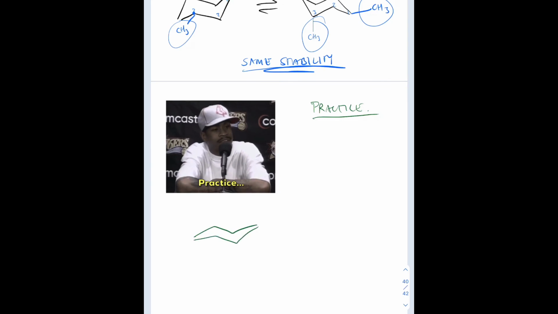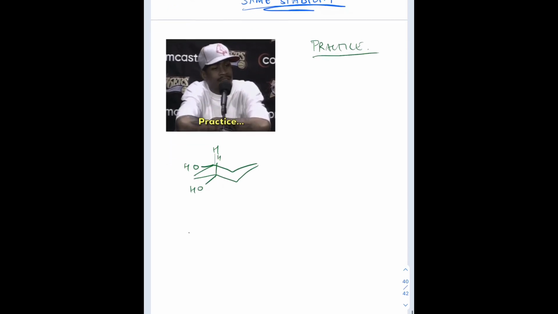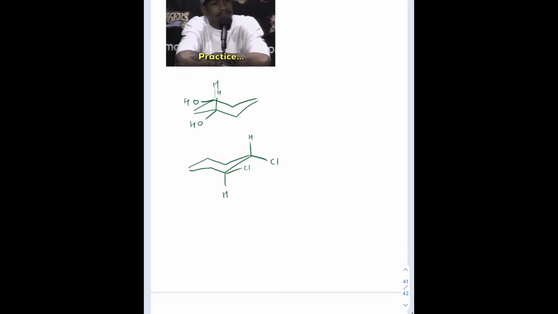Let's see. So, how about this? Give you that one time. Let's see. There's that chair structure. There's that one. I'll explicitly draw the hydrogens just so you know the direction of the chlorine.